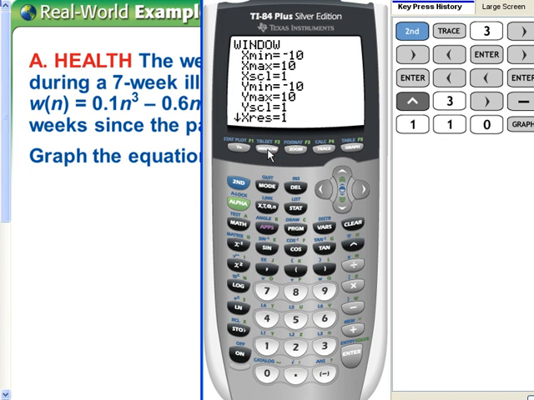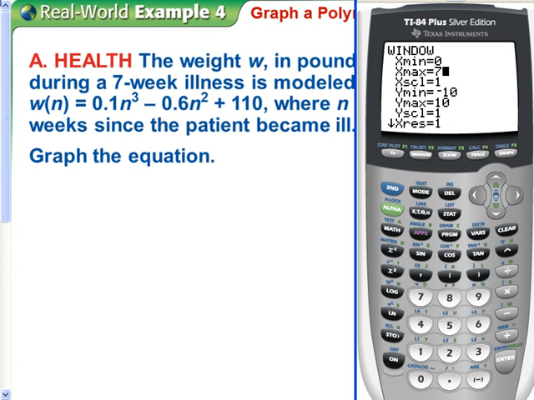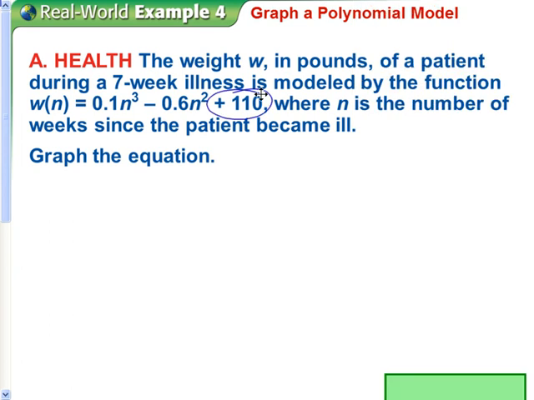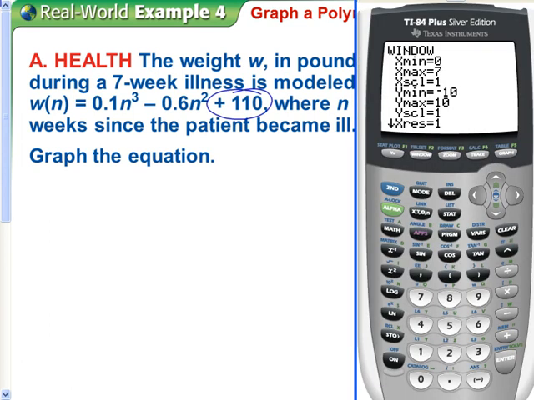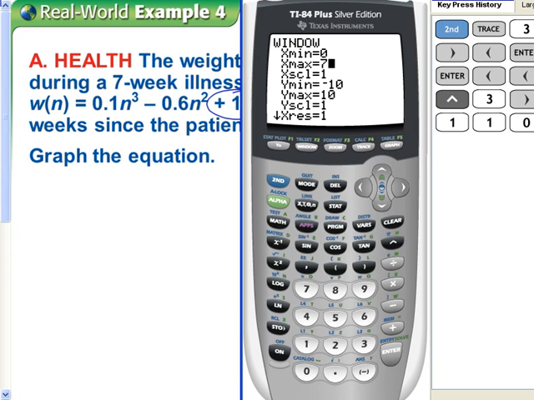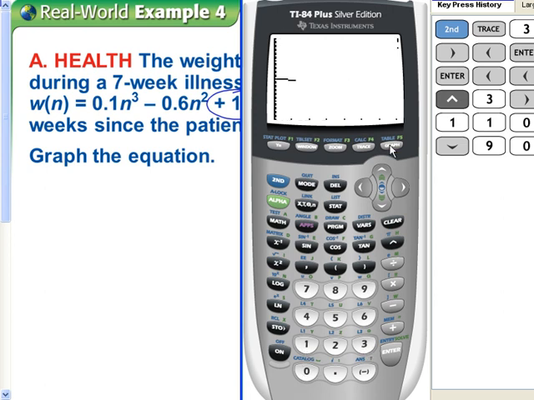X's represent the weeks, so we only care about from 0 to week 7. And then if you look at this, we know that this value here always represents our starting point or our y-intercept. And so that's what the weight needs to be around. So how about if we go a little bit below the weight of 110, so maybe 90 up to 130. Let's look at a graph like that. So there we can see the patient's weight.